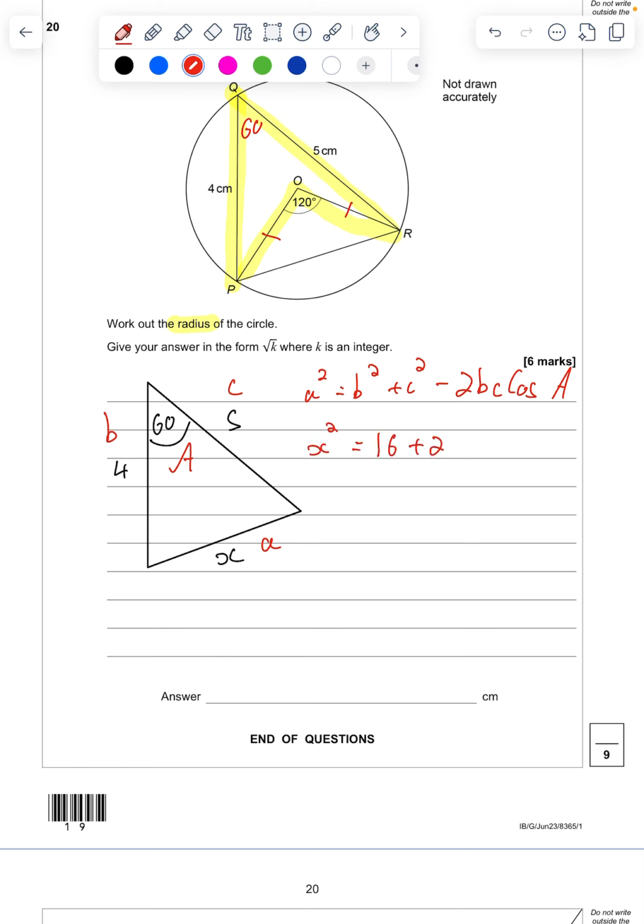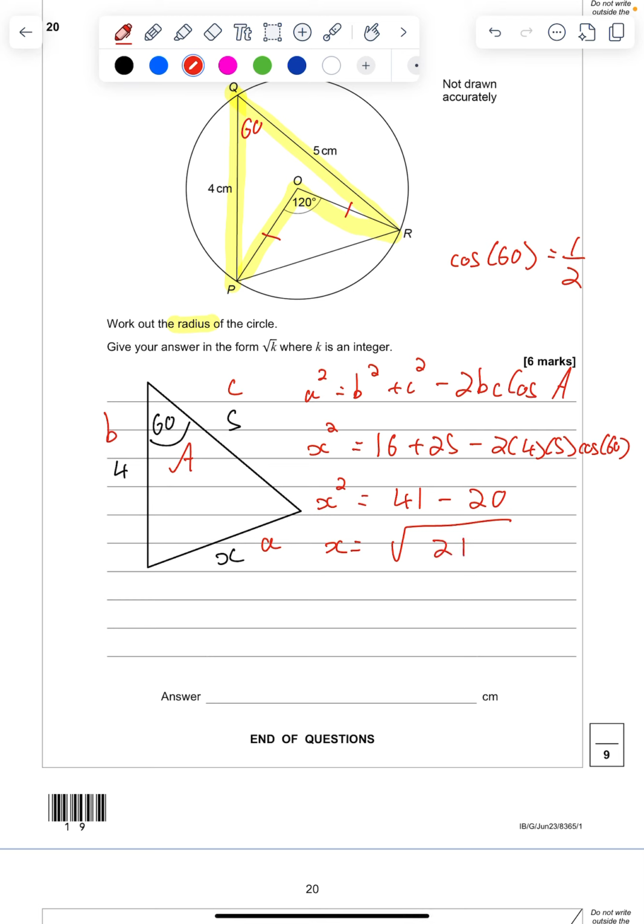If we go and simplify this up a little bit, we can say that x squared is going to be equal to 41. If we add those together, take away 2 times 4 times 5, that's 20, 40, and half of 40 is 20. So we can then go and take away 20. Okay, and then x is going to be equal to the square root of 21. And that is going to be this side here.